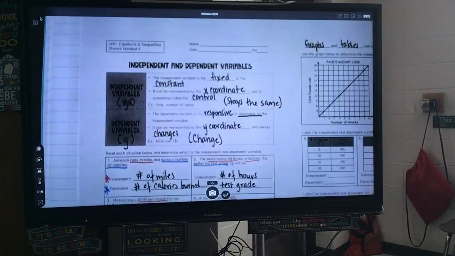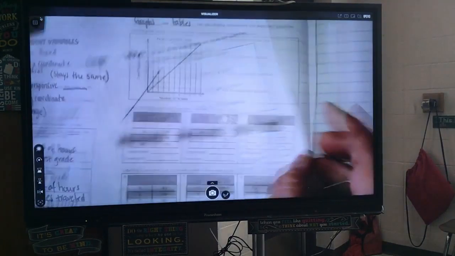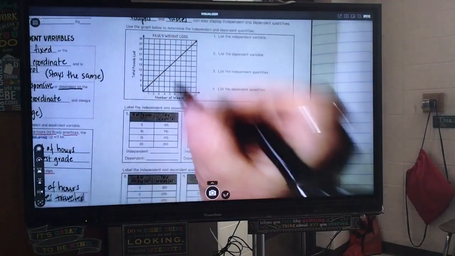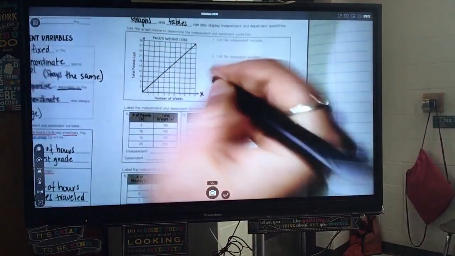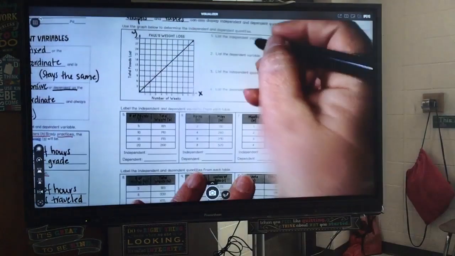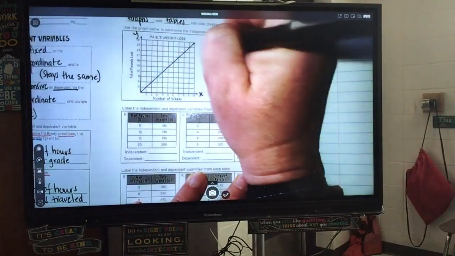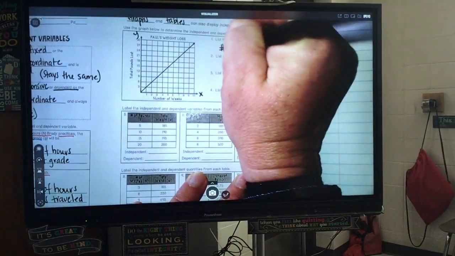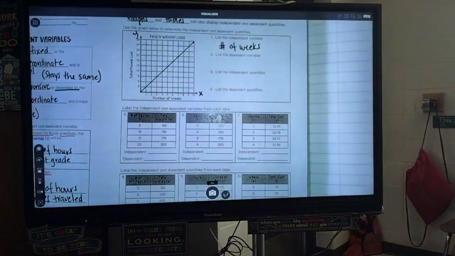The x. So what that means is I'm gonna go over here and I'm gonna find and know that this is x, this is y, and my independent variable is the number of weeks.